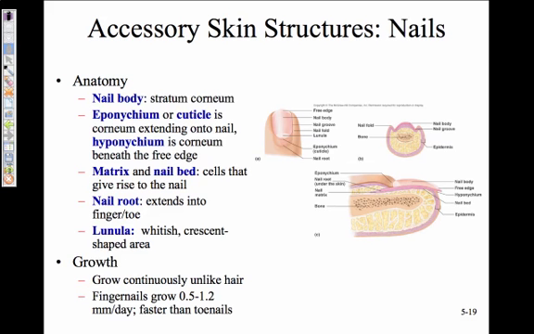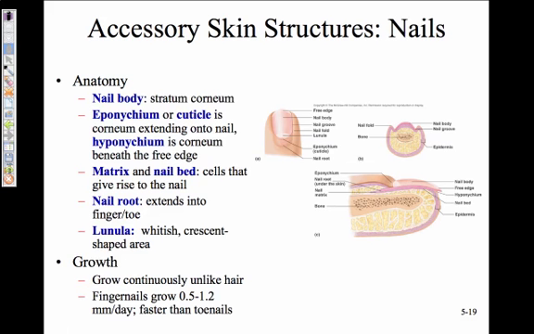Nails. We'll go through the parts of the nail. We have the nail body, which is just an extension of the stratum corneum. Remember, that is the keratinized upper layer of the epidermis of your skin. The eponychium or cuticle is the corneum extending on top of the nail. So right here, we'll look at this. Here's the cuticle right at the end. Hyponychium is the corneum that's beneath the free edge. So if we look at this picture, the bottom picture, right here, it's attaching to the bottom of the nail.